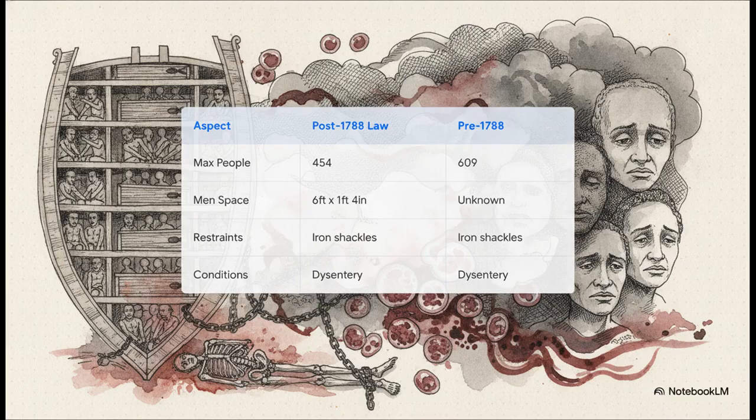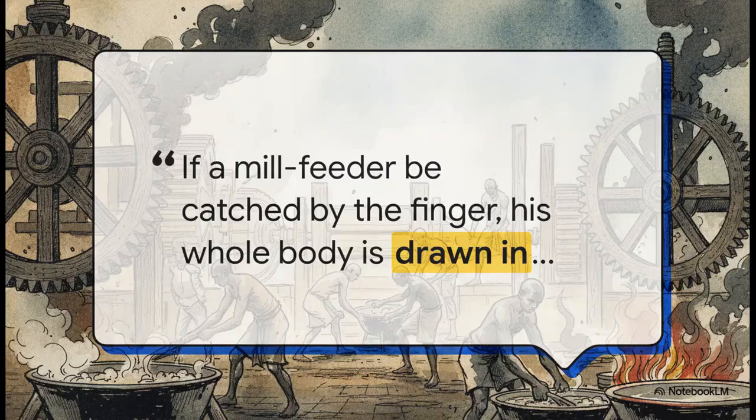Even after a 1788 law tried to regulate conditions, a grown man was allotted a space just 6 feet by 1 foot 4 inches. Before that law, traders packed in up to 609 people. Captives were literally chained in rows in the hold, in spaces barely larger than a coffin. They lost skin and flesh right down to the bone from chafing against metal and timber, while diseases like dysentery ran absolutely rampant. And if they survived that horrific journey, the danger was far from over.